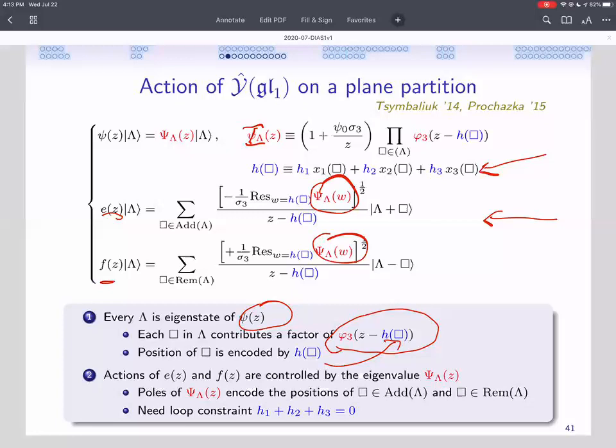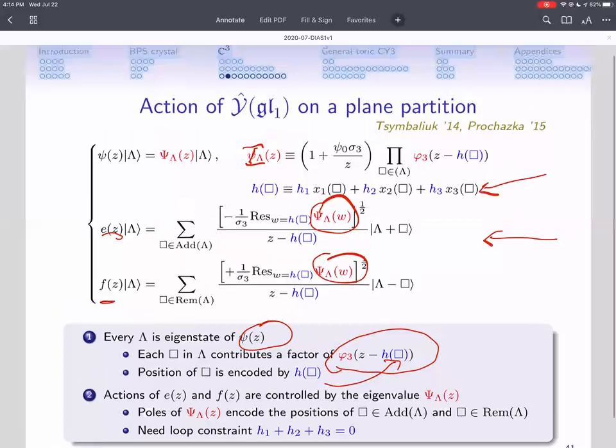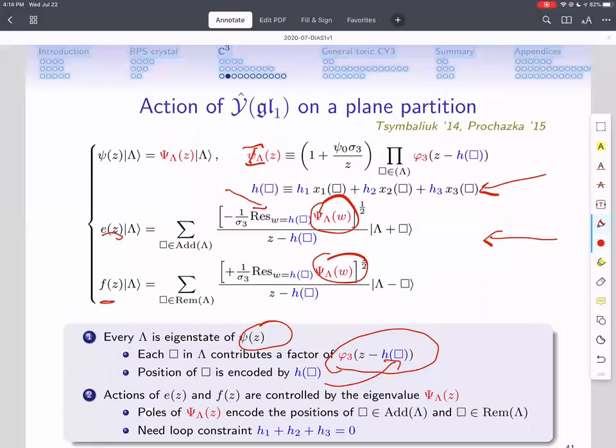But the shape of the crystal determines where I can add a new box. So that information is given by the pole here. The coefficient here is the residue. You are looking at the residue of this pole here.